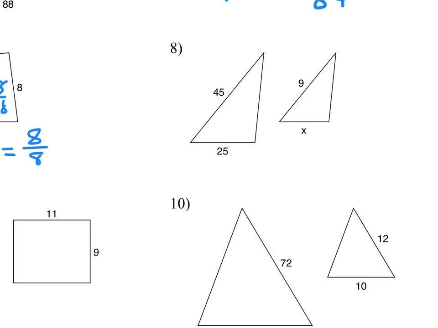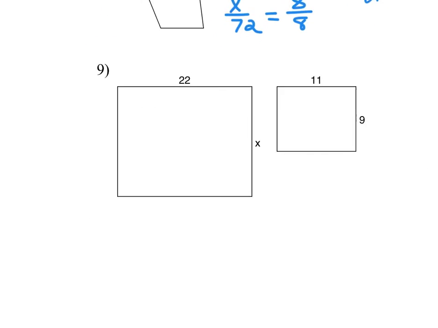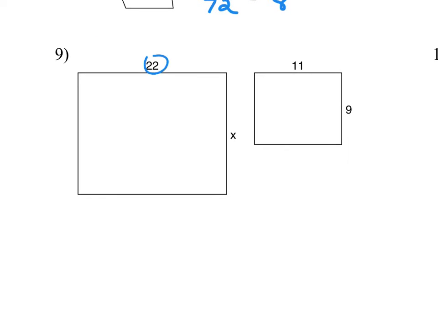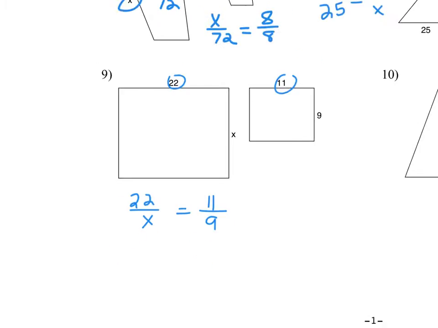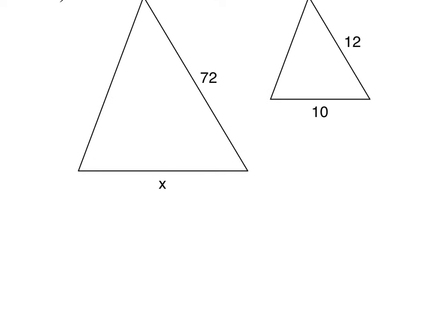Okay, here we go. Let's start here, 45. I'm going to write it over here, 45 over 25. And so this one, I'm going to start with the 9. 9 over x. There's my proportion. I'm going to start with 22 here. 22 over x and 11 over 9. There's my proportion. Let's start with 72 here. 72 over x and then 12 over 10.